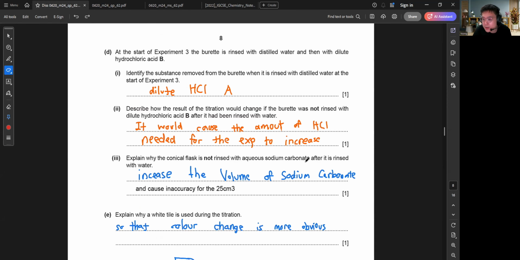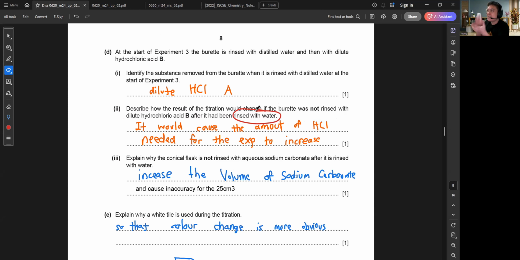Okay. Oh, wait, let me think for a while. If the burette was not rinsed with hydrogen... Oh, sorry. I read the question wrongly. The question is asking how would it change if we did not rinse it with hydrochloric acid B after it had been rinsed with water?